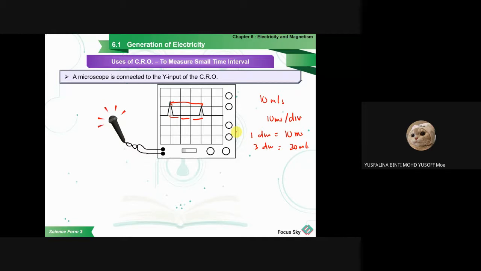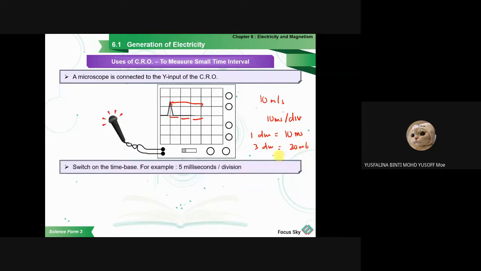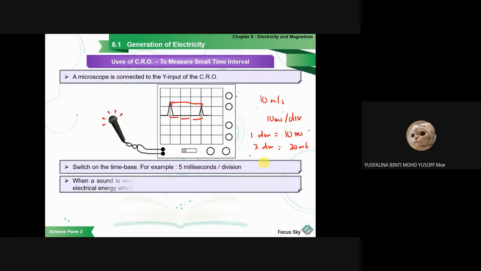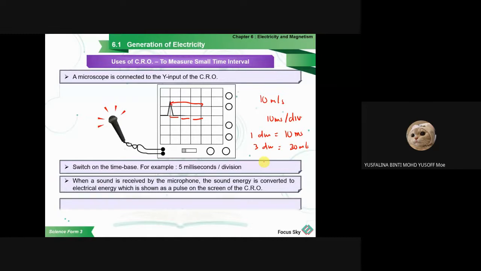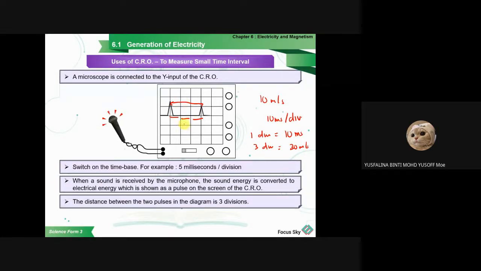So that's the interval. So 30 millisecond means 30 times 10 to the power of negative 3 seconds, if I change to the prefix for milli. Okay, so this example, they use 5 millisecond per division. The sound energy change is converted to electrical energy and we show it as a pulse here. So the distance is fixed. It means it's always one division per 10 millisecond like that.